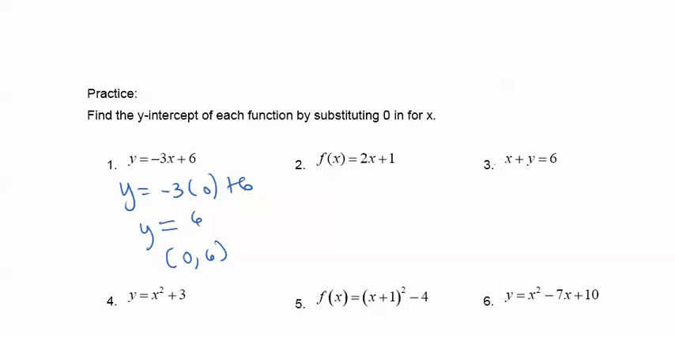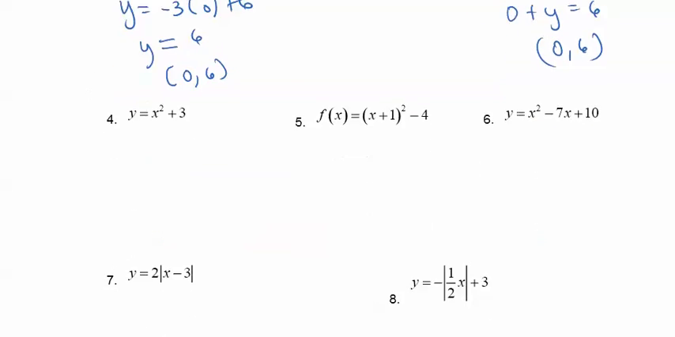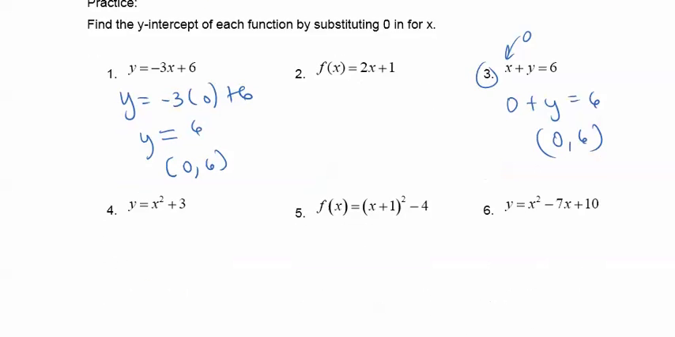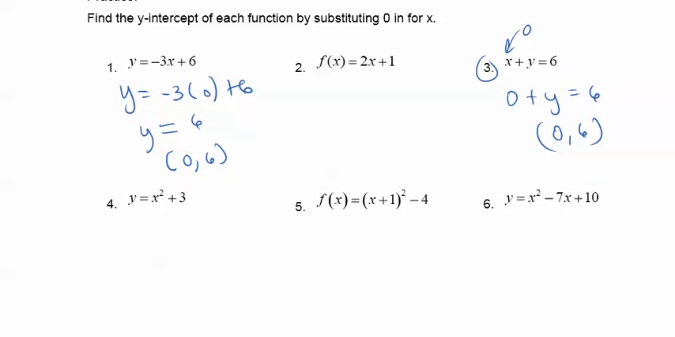Okay? Well, what if I tried one over here where y is not solved for? Well, I'm still doing the same thing. If I substitute 0 in for x, it's going to be 0 plus y equals 6. So my y-intercept in this case will still be (0, 6). So it doesn't matter what function you have, or how it's solved for. If you have two variables, an x and a y, and you want to find the y-intercept, you can always plug in 0 for x, because x is 0 where the graph crosses the y-axis.